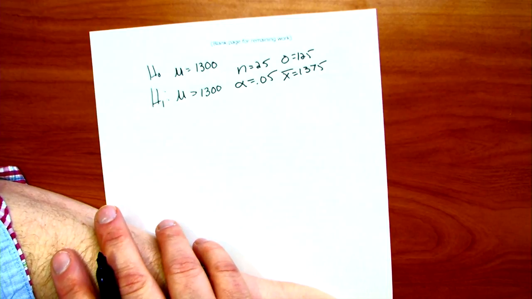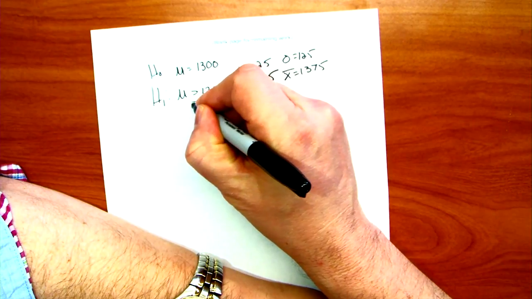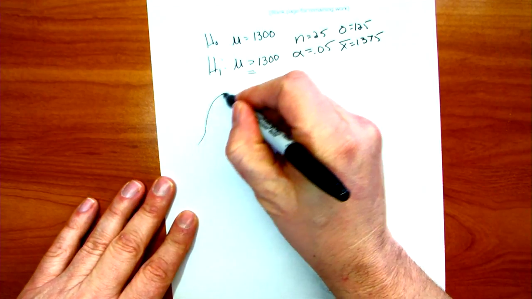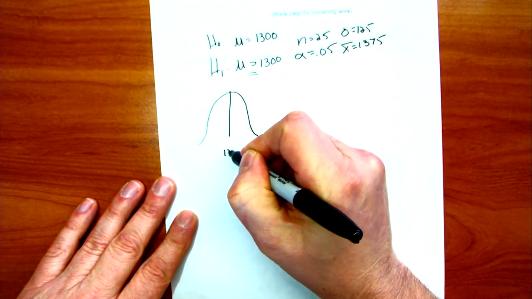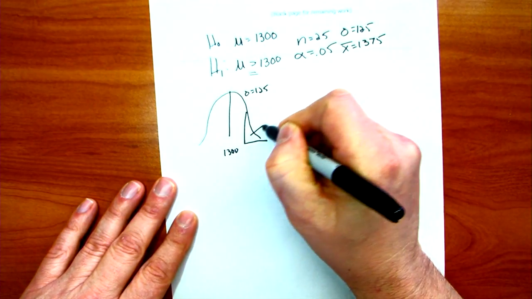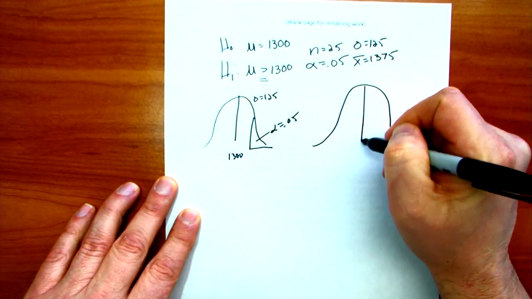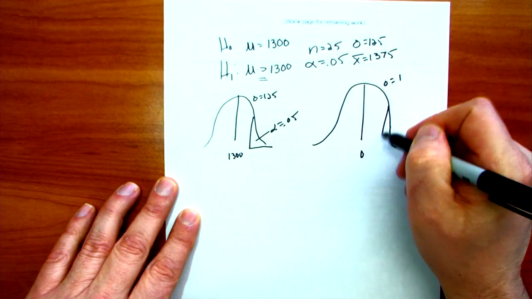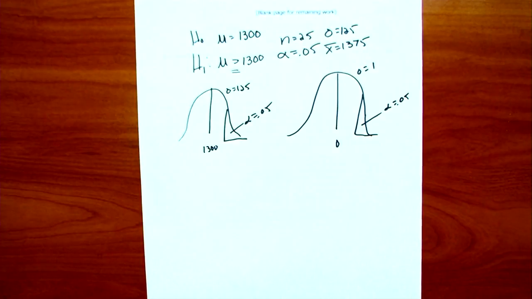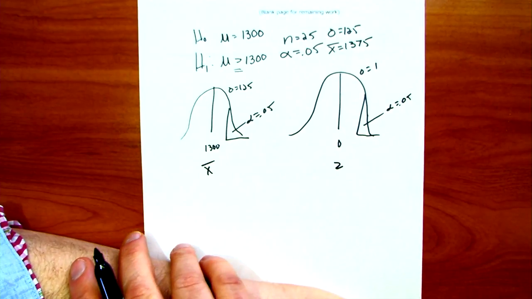B says, draw the graph. What kind of tail test do I have? Because it is greater than, it's a right tail test, right? So let's draw it both in terms of x bar, okay, 1,300, standard deviation's 125. It's a right tail test, alpha is 5%. Let's draw it in terms of z as well. 0, standard deviation 1, 5%. And so we drew both graphs. This is x bar world, this is z world. Okay, so B is done.